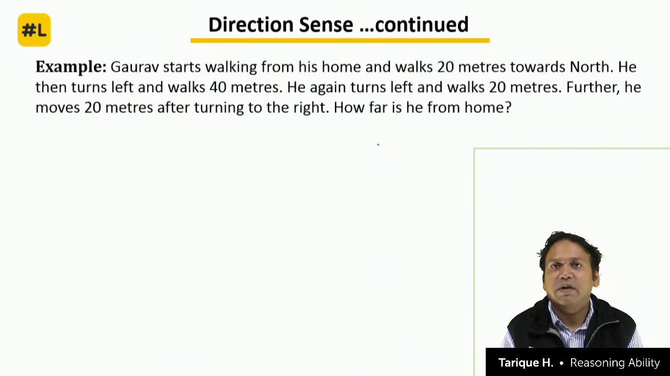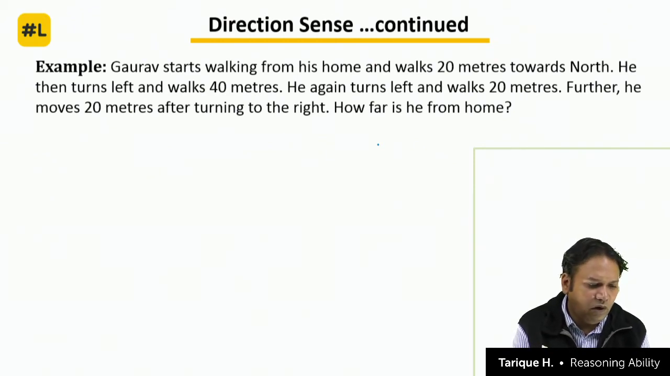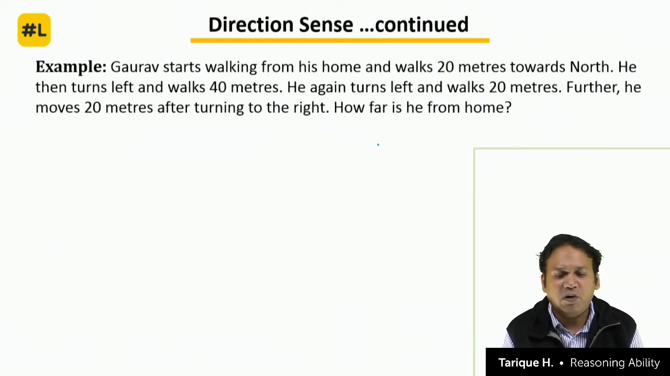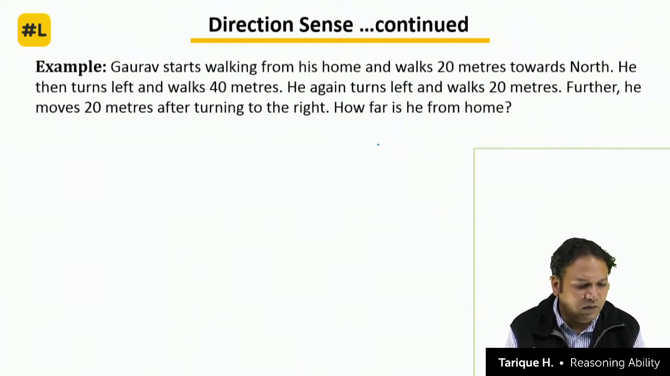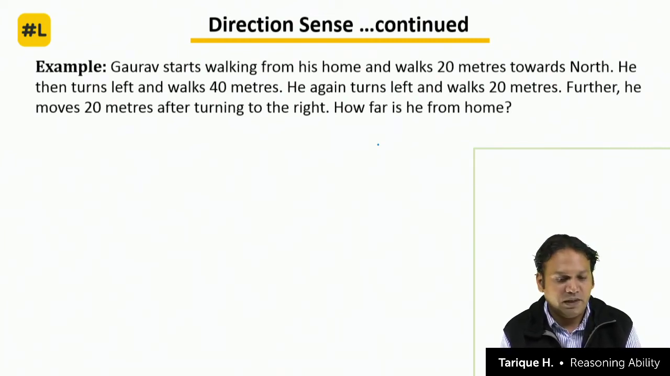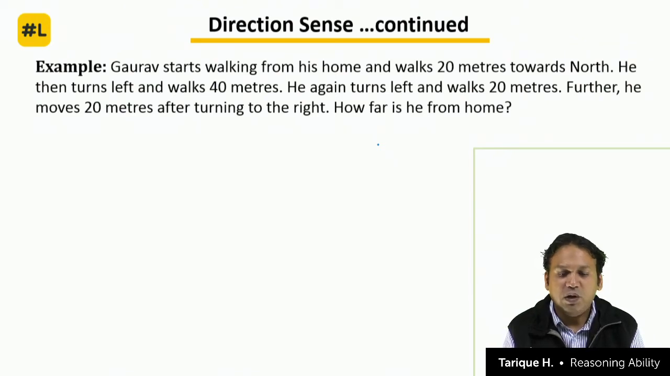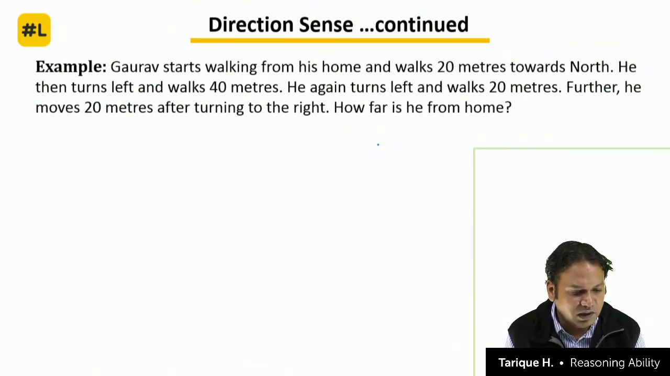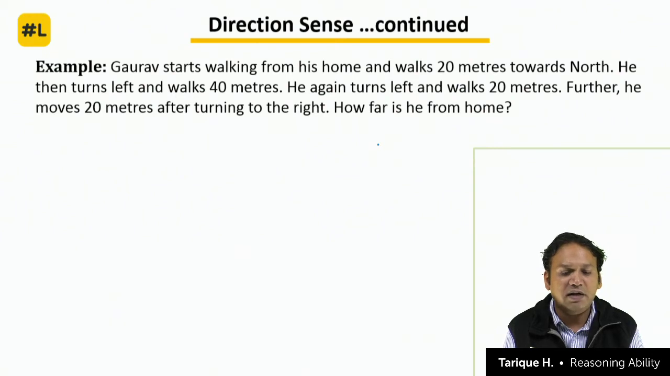one question. Let's see how questions are asked from direction sense. Very simple topic, very easy to handle. Gaurav starts walking from his home and walks 20 meters towards north. He then turns left and walks 40 meters. He again turns left and walks 20 meters. Further he moves 20 meters after turning to the right. How far is he from his home? How far is Gaurav from his home?